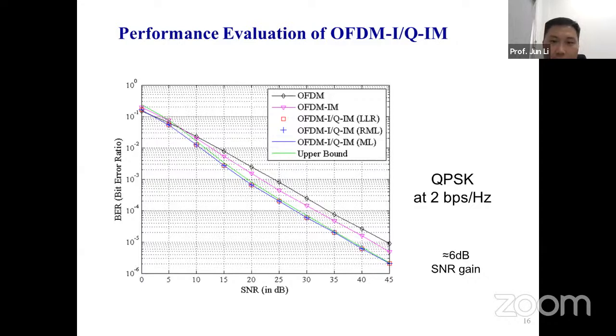The modulation error, the detection error, only comes from the modulation symbol, right? So in the conventional OFDM scheme, all of the subcarriers will be active for transmitting modulation symbols. But for OFDM-IM, only partial modulation symbols will be transmitted and detected. So the BER performance of the IM will certainly be better than the conventional OFDM.